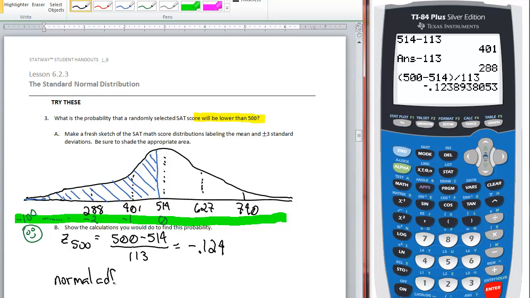so now I'm going to put my normal CDF in, and my left side is negative 100, right? The leftmost value is over here, that's negative 100, comma, my rightmost value comes from right here, negative 0.124, and that's going to give me my area under the curve, my probability, all right?